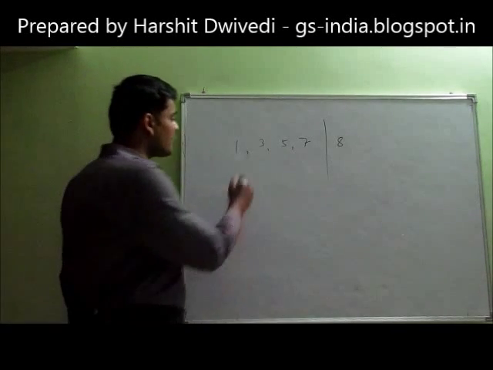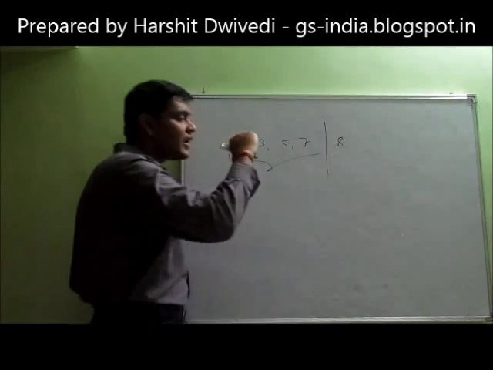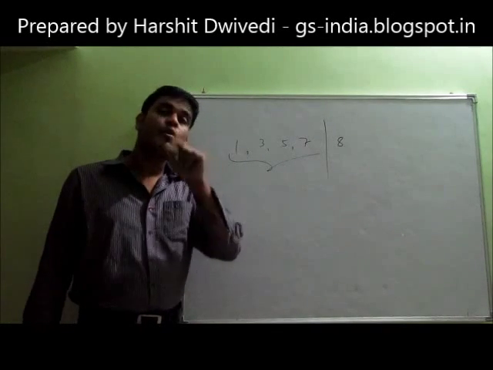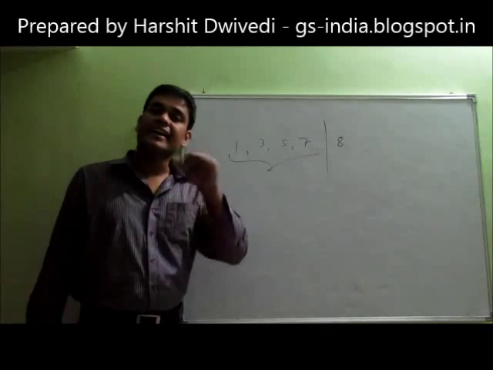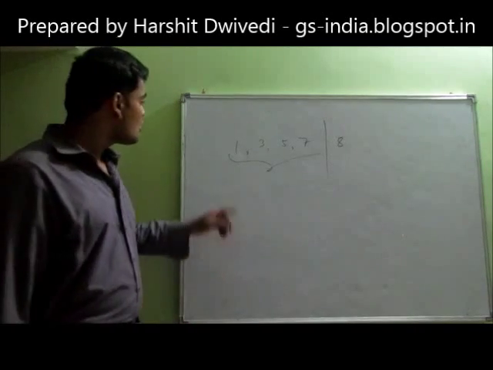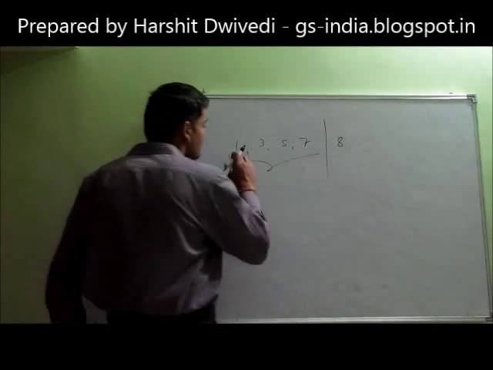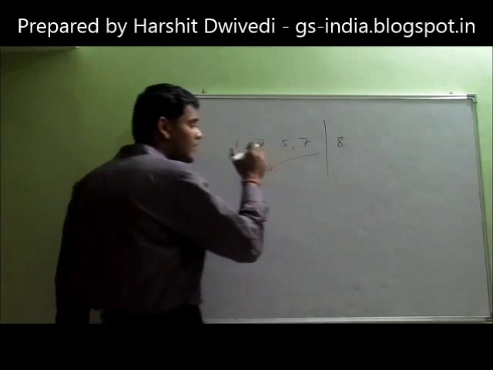Suppose I take the example of this 8. I have to find the sum of those natural numbers which are less than 8 and co-prime with 8. So what are those numbers here? 1, 3, 5 and 7. What will be the sum of these 4 numbers? The sum will be 1 plus 3 plus 5 plus 7.